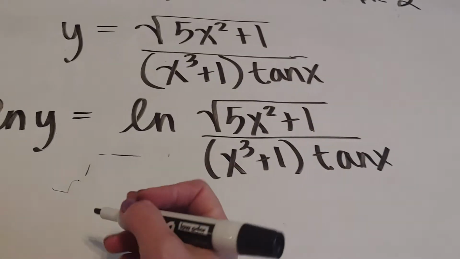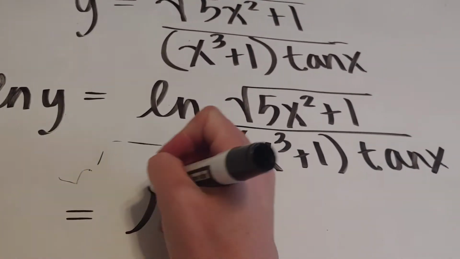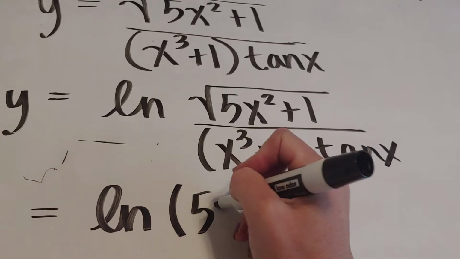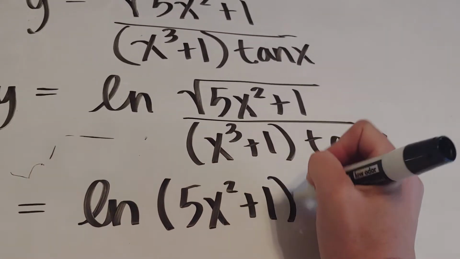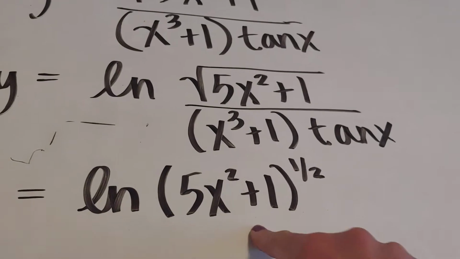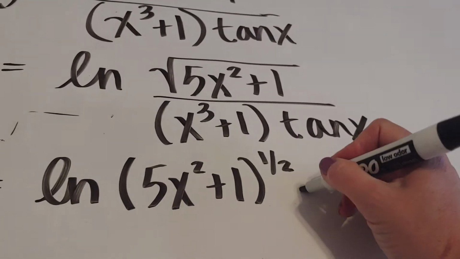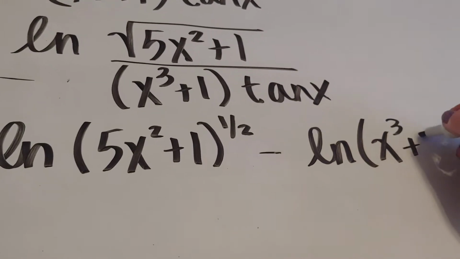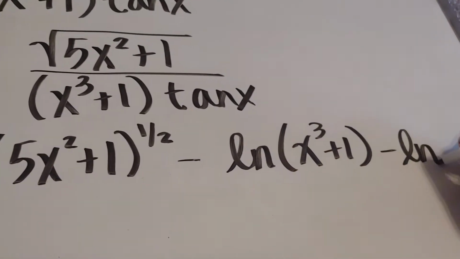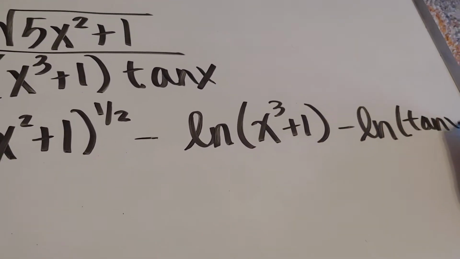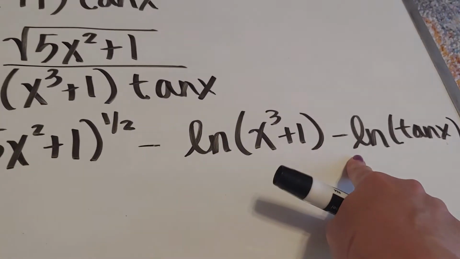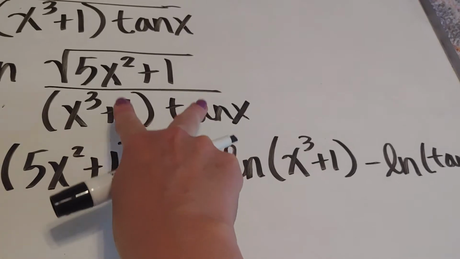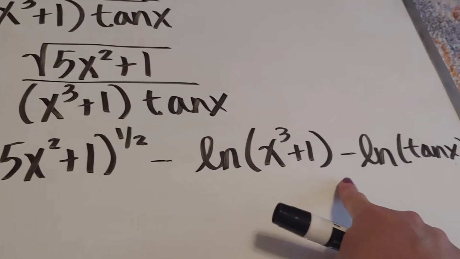So as I go through it in bits, this will be the ln of 5x squared plus 1 to the 1/2. Okay, so that will be that first piece. Minus the ln of x cubed plus 1 minus the ln of the tangent. And again, the reason why it's subtract is because this would be addition, but because all of it is in the denominator, I would distribute that negative.